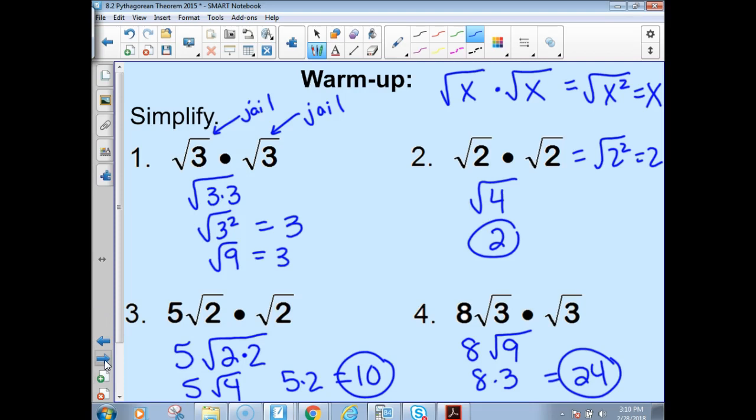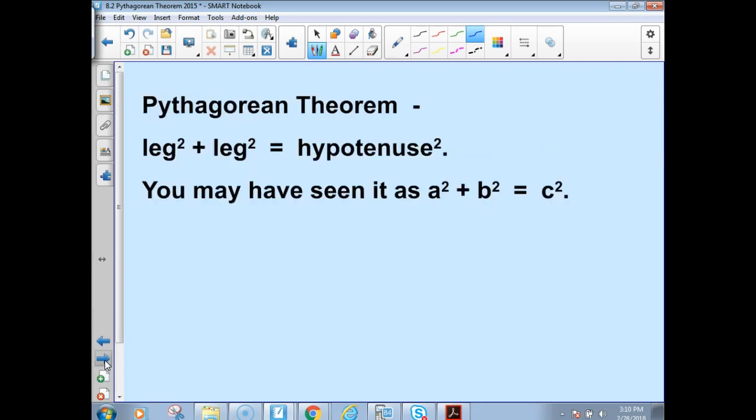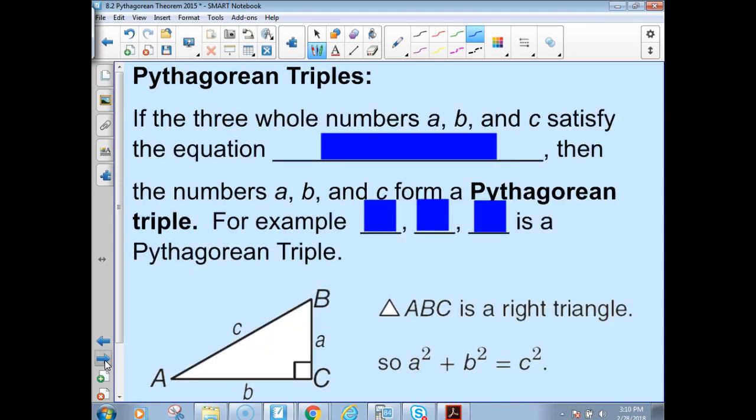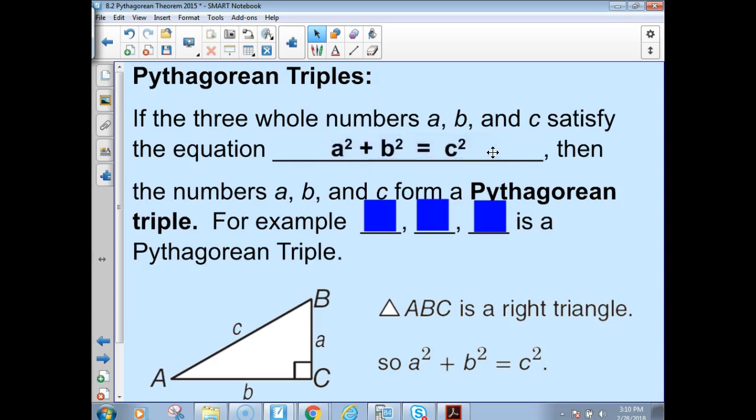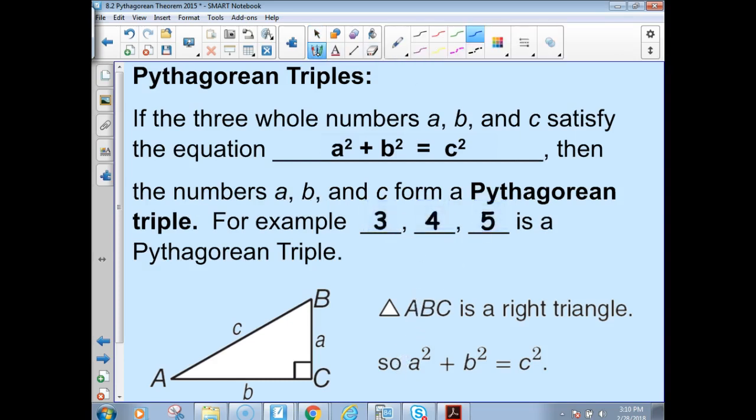All right, we will practice more with radicals going forward. So today, though, let's now hit back to the Pythagorean theorem. I already mentioned this in your ISN, but you have blanks to fill in on your worksheet. If 3 whole numbers, a, b, and c, satisfy the equation a squared plus b squared equals c squared, then the numbers a, b, and c form a Pythagorean triple. For example, 3, 4, and 5 is a Pythagorean triple, and that's because 3 squared plus 4 squared does equal 5 squared, because this is 25, and so is that. 25 equals 25.